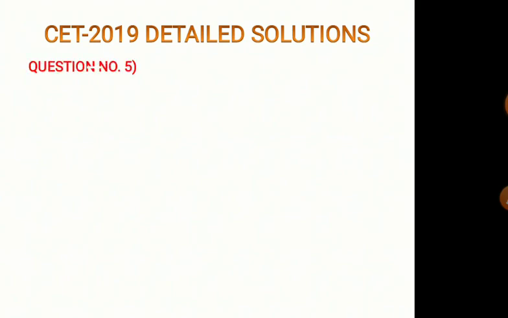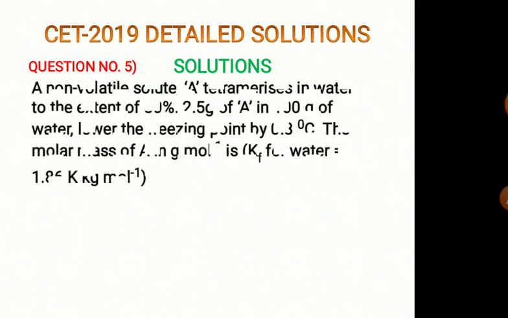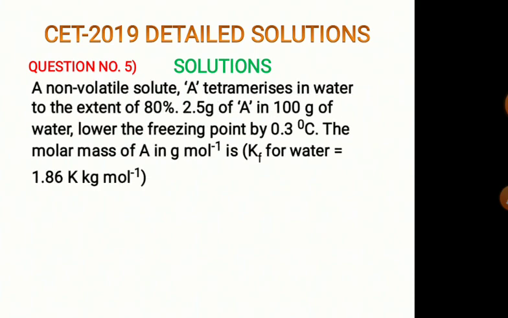Yes, now we will discuss question number 5 from the same chapter. A non-volatile solute A tetramerizes in water to the extent of 80%. 2.5 gram of A in 100 gram of water lowers the freezing point by 0.3 degree Celsius. The molar mass of A in gram per mole? The options given are 62, 221, 155 and 254. Now let us see the solution.